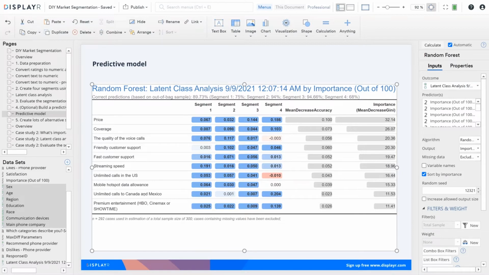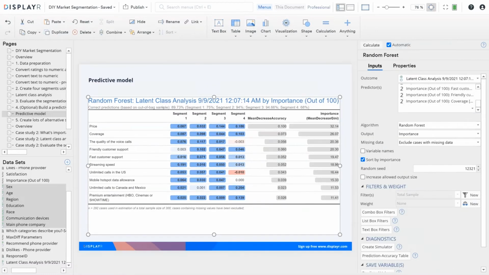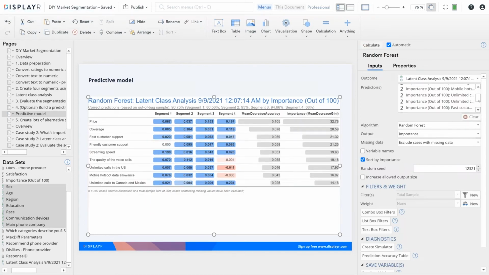And then what we want to do is find which of the variables are the best predictors. Now it's showing us here that price and coverage are the two biggest and premium entertainment is the worst. We're going to remove from our model any of the least significant predictors until we drop our predictive accuracy to below 80% or around 80%. So premium entertainment, we're just doing backwards stepwise selection, for those of you that love your jargon. All right, so we'll rerun it without premium entertainment. And then the next worst predictor is unlimited calls to Canada.